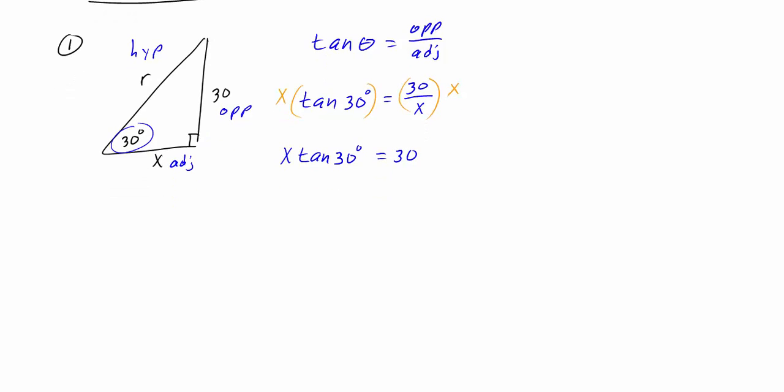Now at this point we could actually take the tangent of 30 and come up with a number, but here I want to get x by itself first. Since this is multiplication, we can simply divide both sides of the equation by the tangent of 30 degrees. Once again the tangents would cancel out, and we're left with x equals 30 divided by the tangent of 30. So we could go to the calculator.